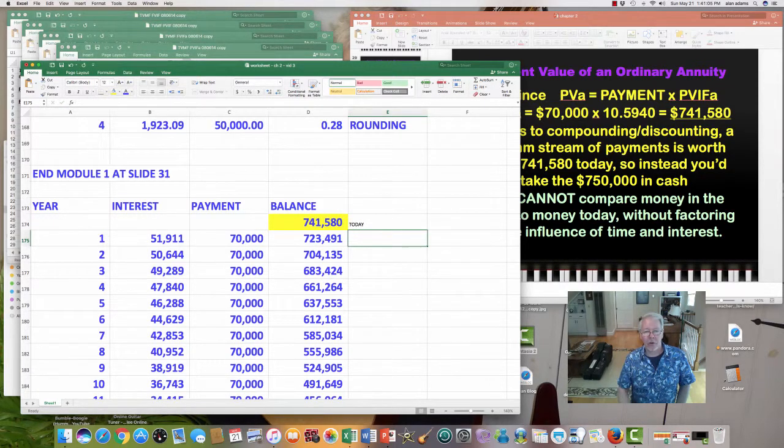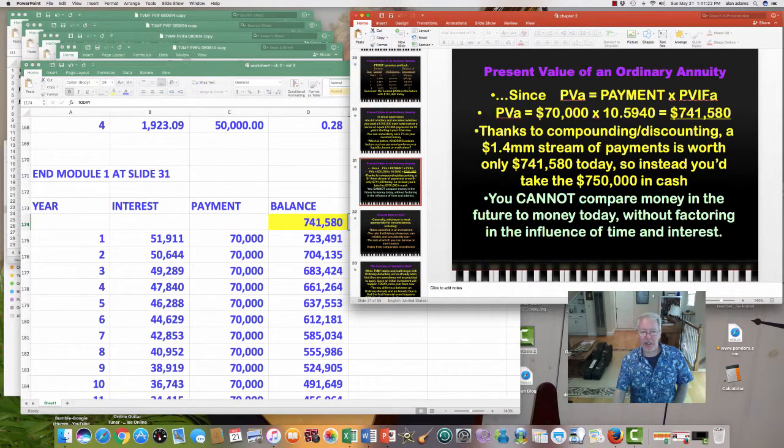Okay? So, again, if the Lottery Commission is saying we'll give you those payments for 20 years at $70,000 each, or we will give you $750,000 today in cash, obviously you're going to say, I'll take the $750,000 because it's worth more than the present value of the future payments.